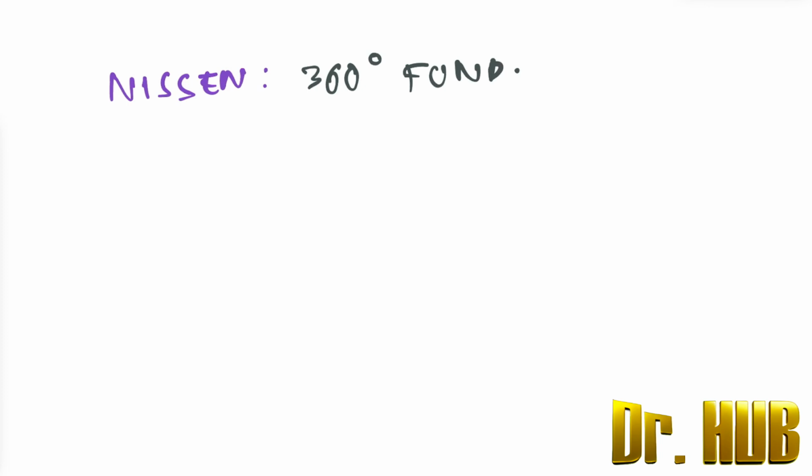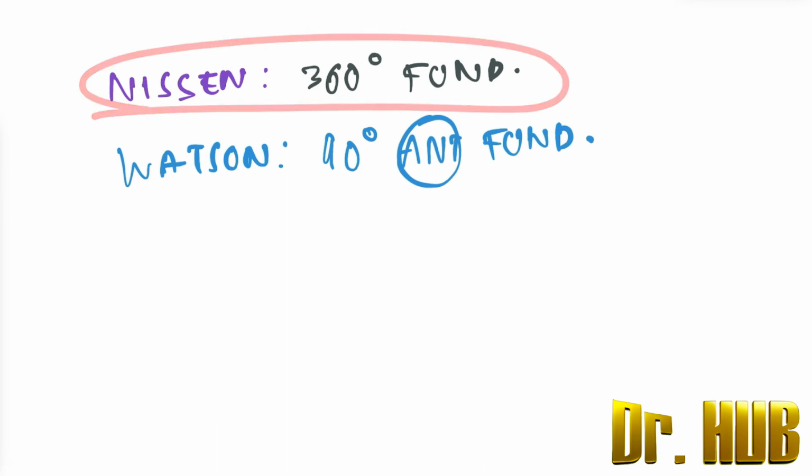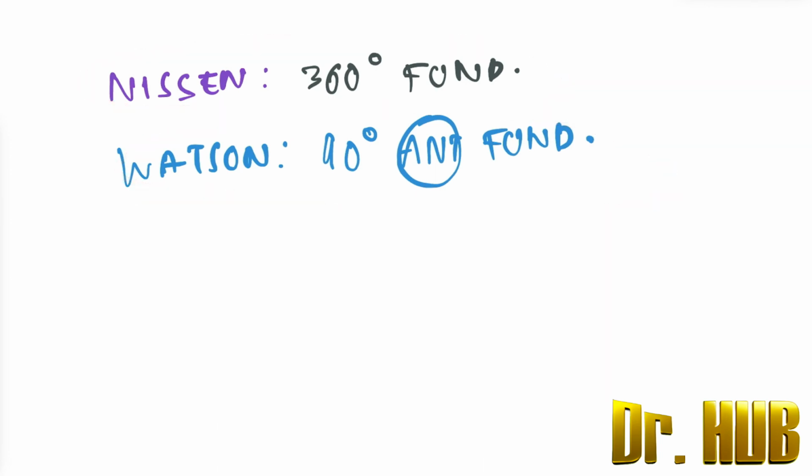Next, we look at the other two, Nissen and Watson. Nissen is 360 fundoplication. And then comes Watson. Watson is 90, a 90 degree anterior fundoplication. So recap, Nissen is 360 fundoplication and Watson is 90 anterior fundoplication.